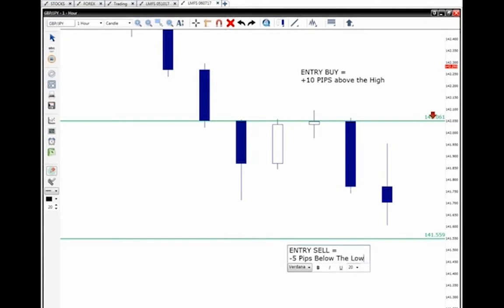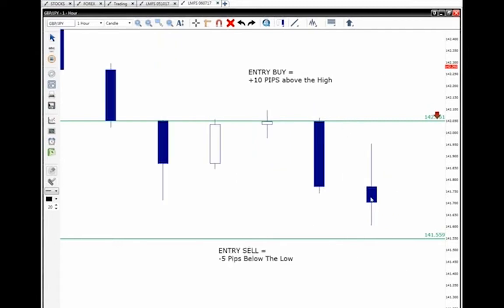Actually, Lucas just asked a good question here. Lucas says, why 10 pips above, why 5 pips below? That's something I don't have a lot of time to go into. I think Josh explains it in his video. So those of you like Lucas who are wondering about that, I think Josh goes into that detail. So once again, there's a 3 o'clock a.m. candle. We have our entry buy, entry sell, and let's see what ends up happening on this one.